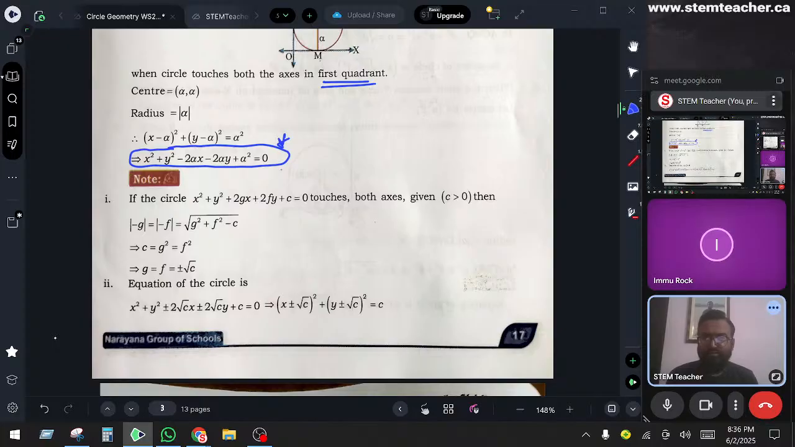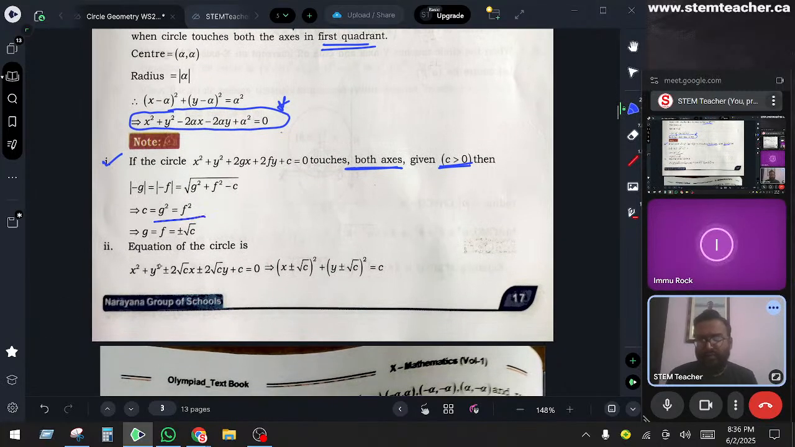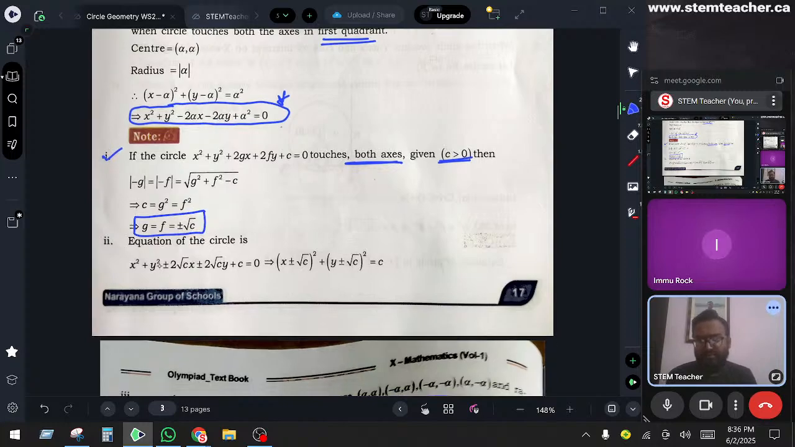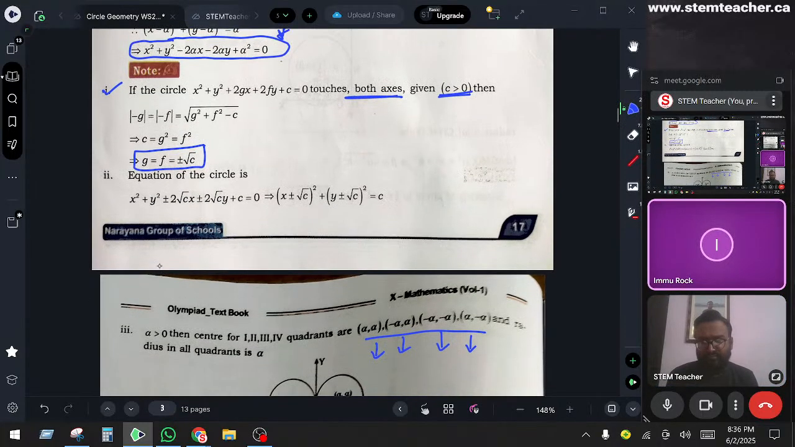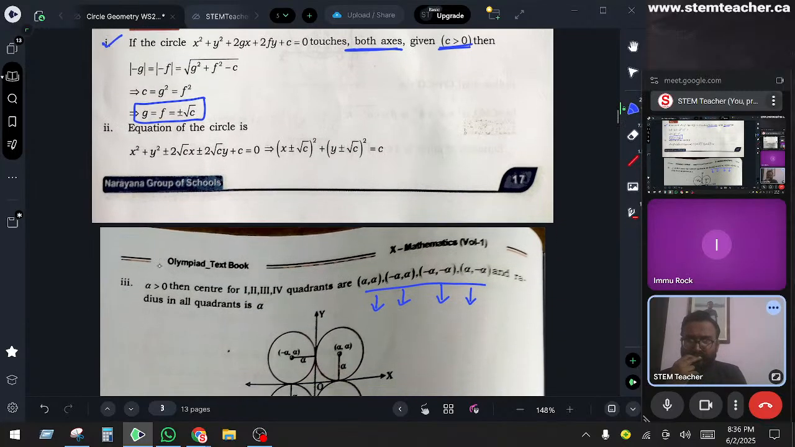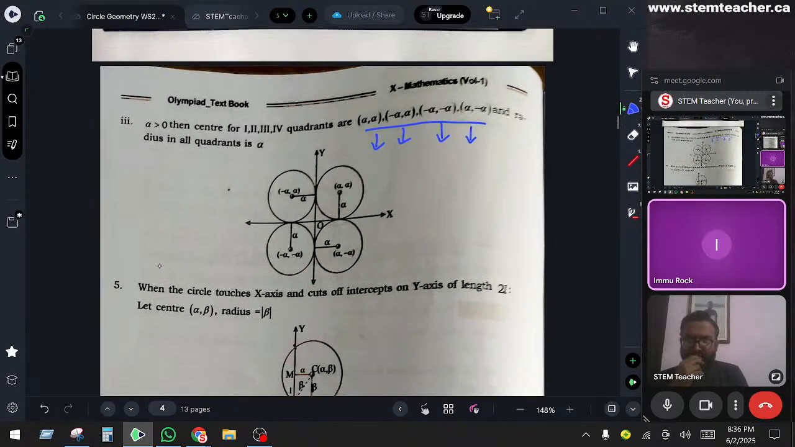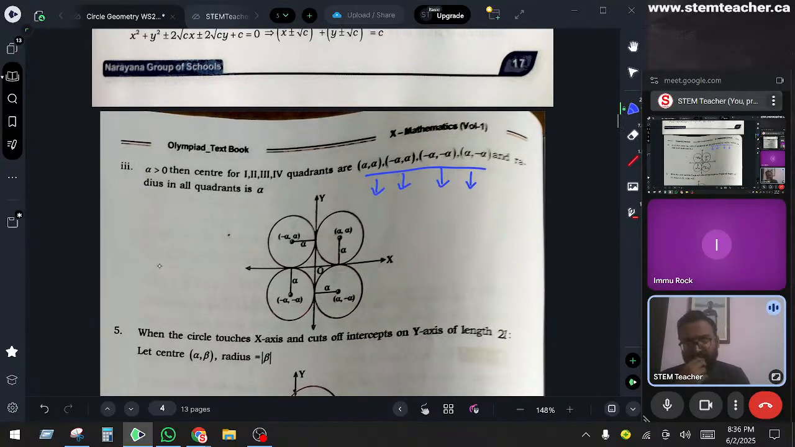Second point, if circle touches both axes and c greater than 0, then f is equals to g is equals to plus minus root c. दोनों पॉइंट्स लिखा है. Okay, plus minus root c. And now, this is the case when alpha greater than 0.